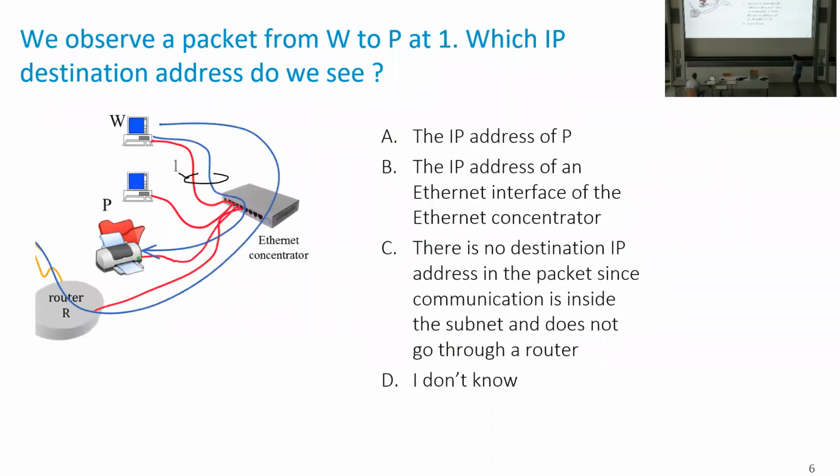So, quick question. I mentioned that W sends to P. If we do a Wireshark exercise at this point, which IP address will we see in the destination address field?